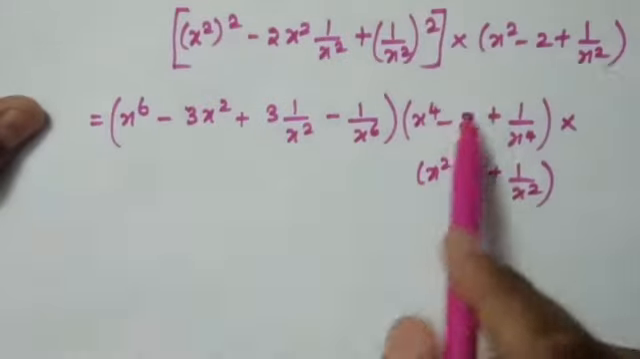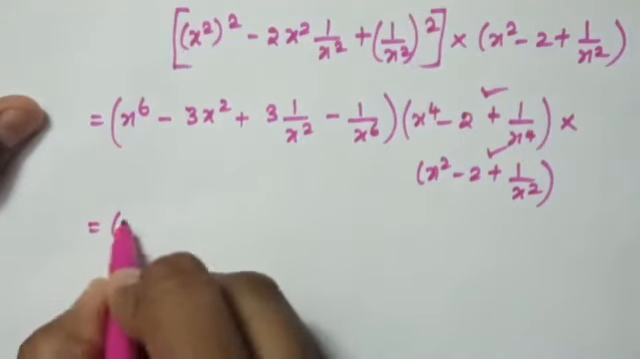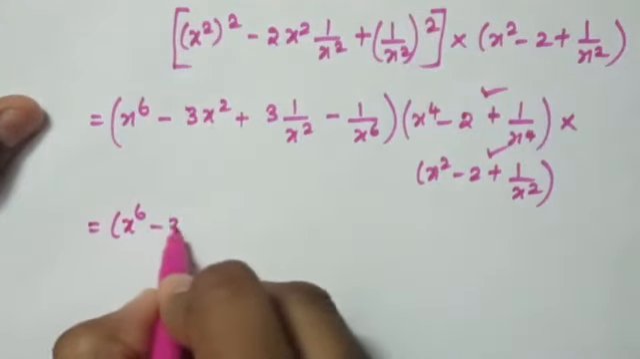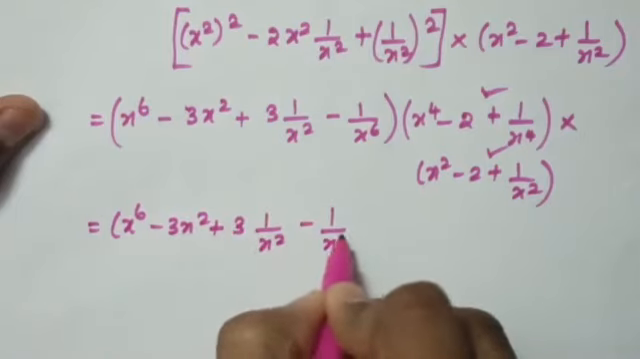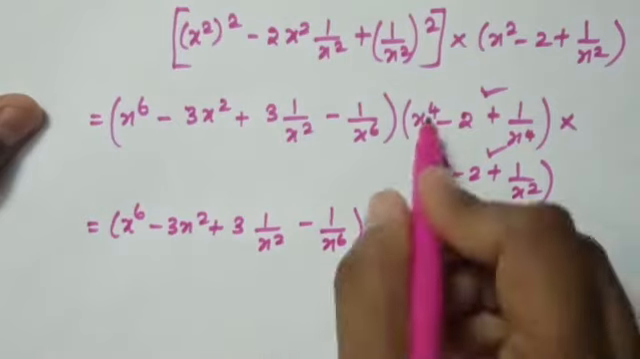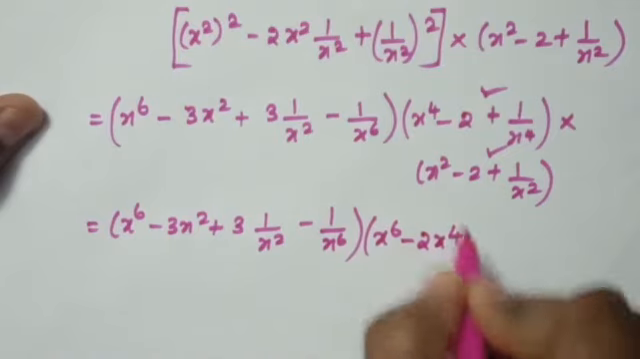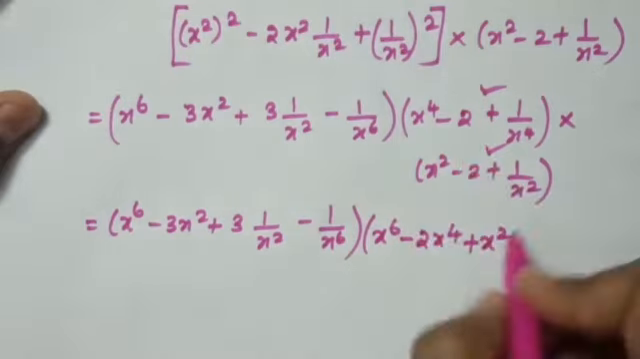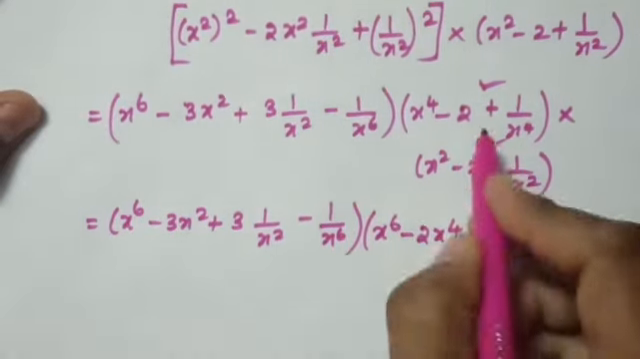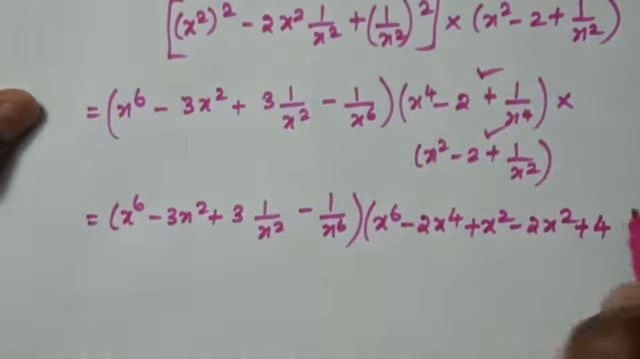So next you have to multiply these two terms. You can easily multiply these two terms. So you will get the same here, x power 6 minus 3x squared plus 3 into 1 by x squared minus 1 by x power 6. If you multiply, you will get x power 4 into x squared as x power 6, x power 4 into minus 2 is minus 2 x power 4, x power 4 into 1 by x squared is x squared. So next minus 2 into x squared is minus 2 x squared, minus 2 into minus 2 will become plus 4, and minus 2 into 1 by x squared is minus 2 by x squared.